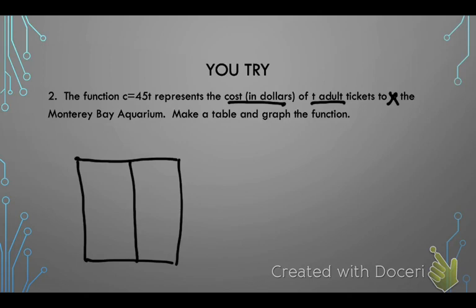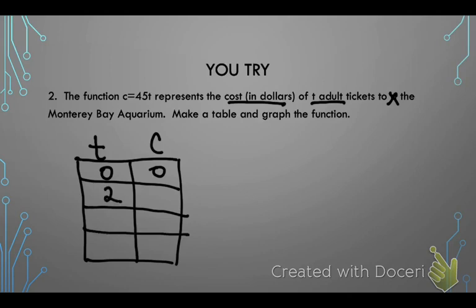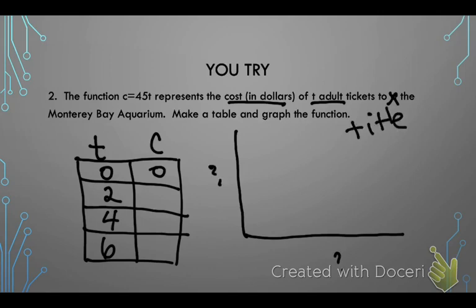So I kind of still want to do my input-output. So my input is my tickets, and my output is going to be my cost. Let's do a 0, 0. Let's do 2, 4, 6. So you figure those out. And then you're going to make a handy-dandy graph. So you need to figure out, what am I graphing? What's my title? Is this discrete or continuous data? Let you figure that one out. Then go ahead and graph it.